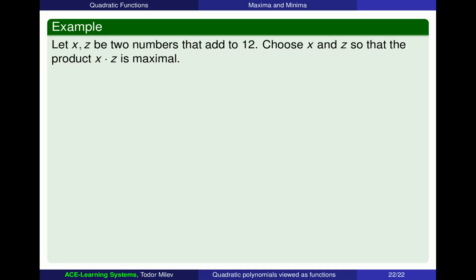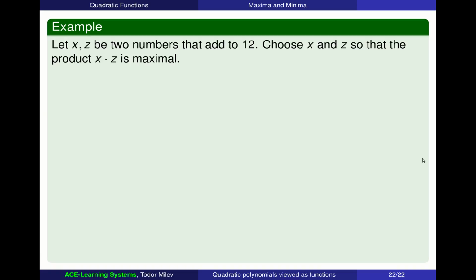The topic of maxima and minima of quadratic functions is very well suited for word problems. Let me show you one such text problem. Let x and z be two numbers that add to 12. So I'm having two numbers that add to 12. The numbers are called x and z. Let's choose x and z so that their product, x times z, is the maximum possible.